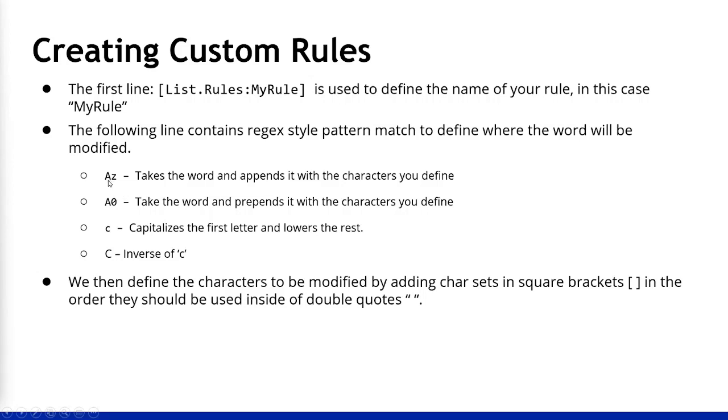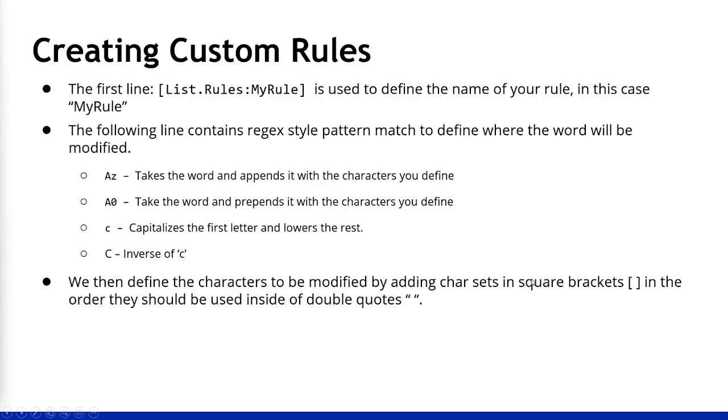The first one's capital A, lowercase z. It means that you take the word or the password and whatever comes after, you append it to the password. A0 means you take the characters that we're defining and prepend it. So the characters that we define come at the beginning of the password. Lowercase c would capitalize the first letter and lowercase the remainder of our string. Capital C is the inverse of lowercase c, which means that it lowercases the first letter and capitalizes the remainder of the password. So, you know how we talk about the characters that we're defining?